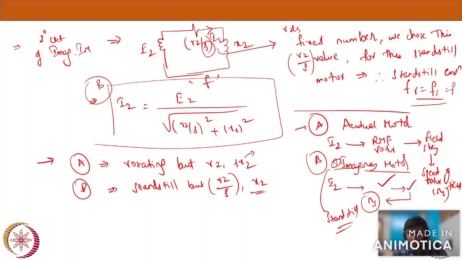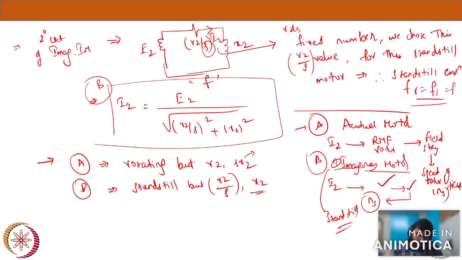So the bottom line is, whatever the condition of my rotor, whether it is open circuited or short circuited, whether it is connected with some load or rotating with some slip, if at all my rotor fields are rotating with the same speed, the stator can never distinguish whether my secondary is rotating or at standstill.